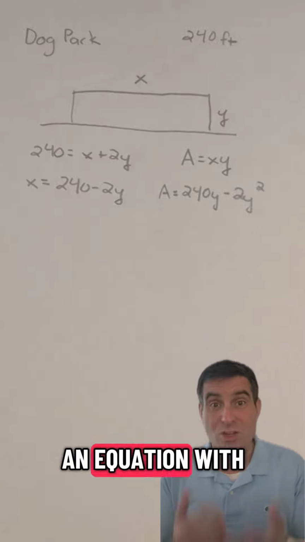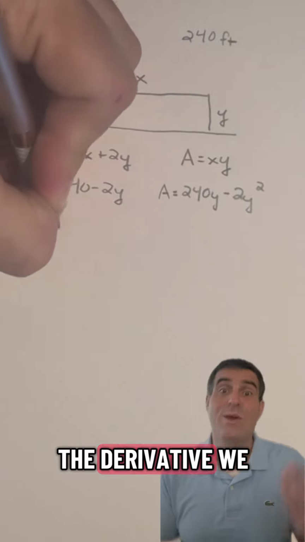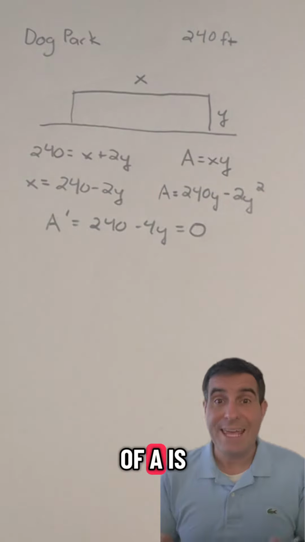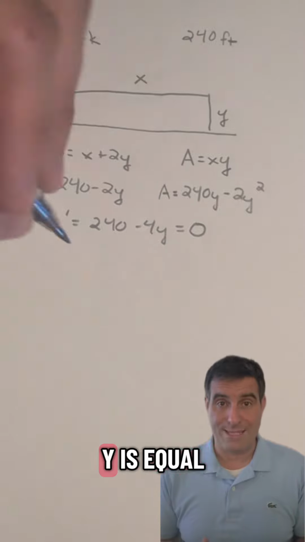Now this is an equation with one variable, so we can do our standard calculus techniques. We can take the derivative, we can set it equal to 0, and we can find out if that point is a min or a max. So the derivative of A is 240 minus 4y. You set that equal to 0, and you get y is equal to 60.